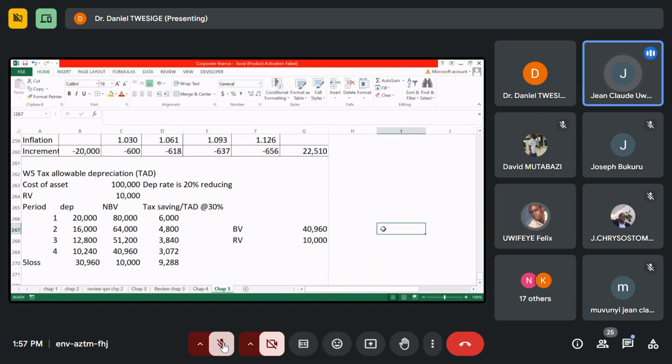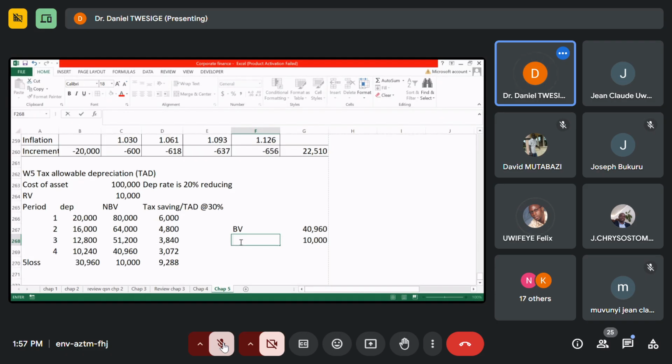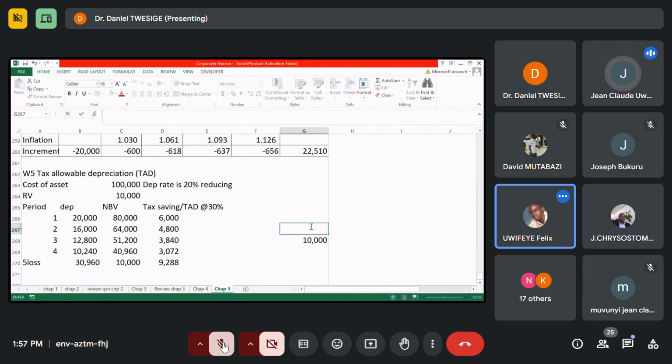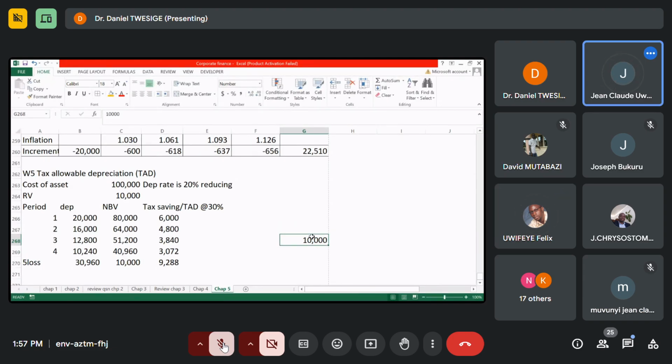So we need the loss of 30. The tax saving is calculated at 30%. Fata hano kube 30%.